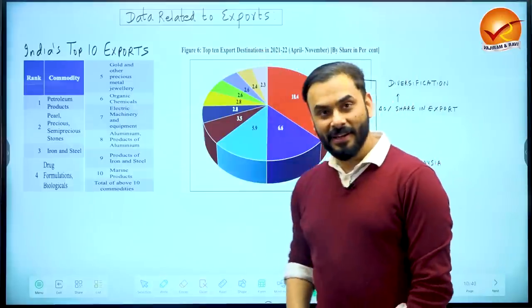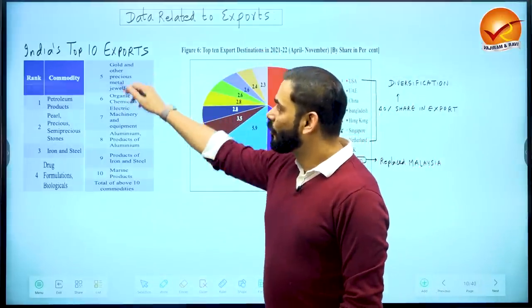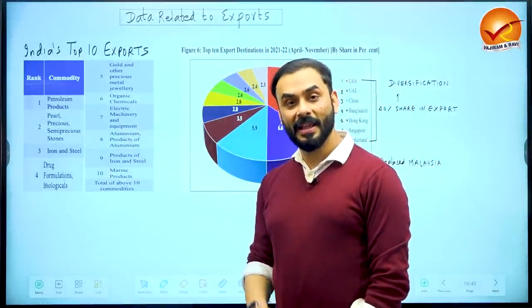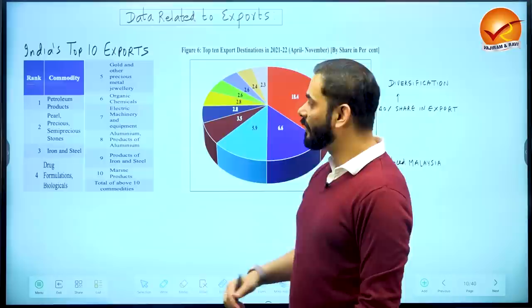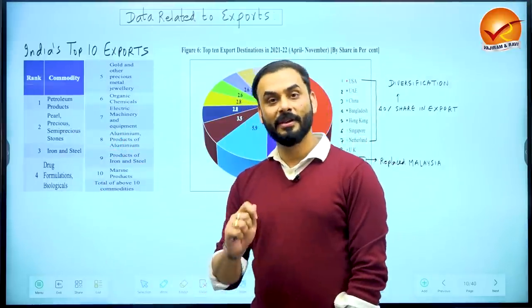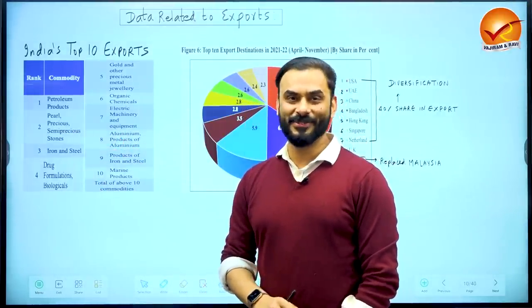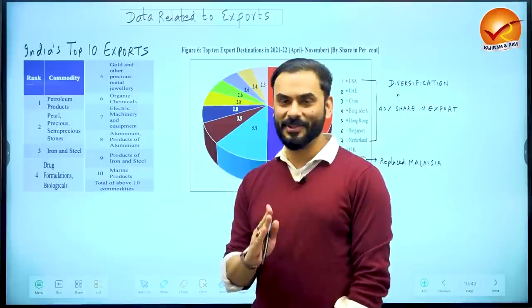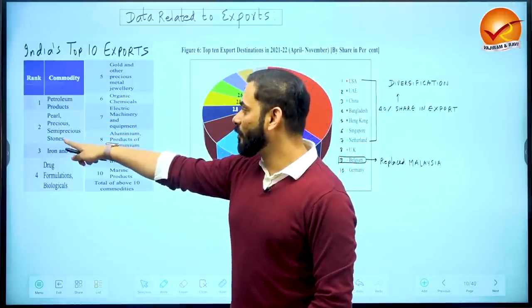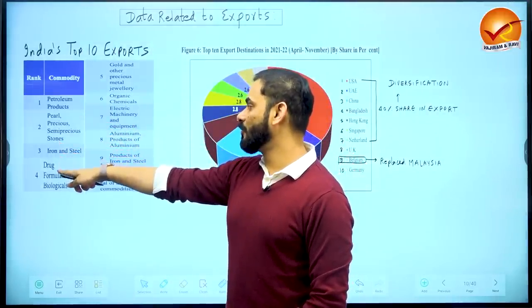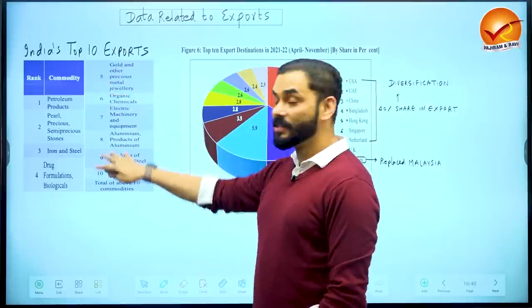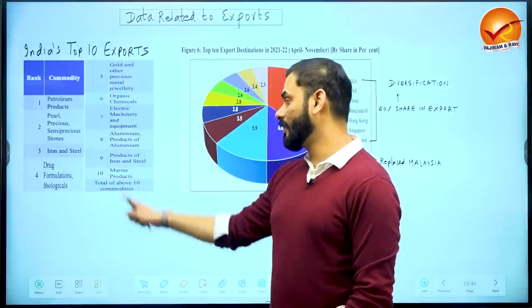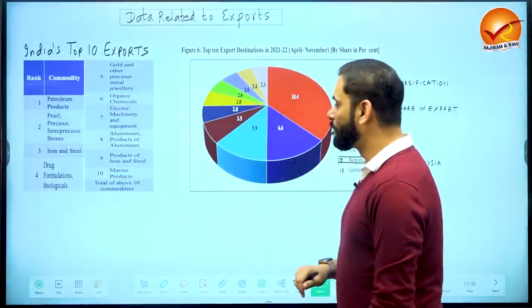So let's look at some data related to export. Which are the top 10 items that are exported out of India? You have to remember this for UPSC, and for various competitive exams, you must know this. For example, petroleum product, pearl, precious, semi-precious stone, iron, steel, drug, etc. These are the top 10 exports of India. You have to take a note of this.